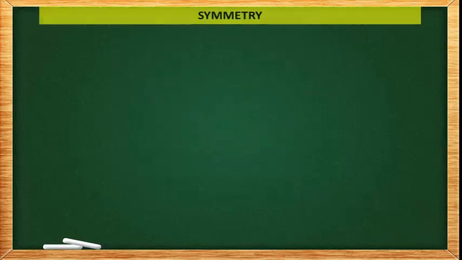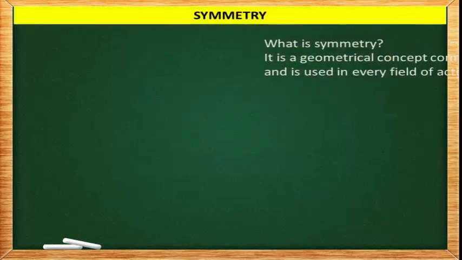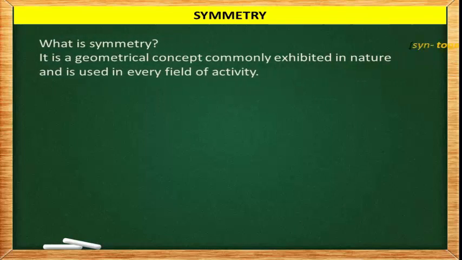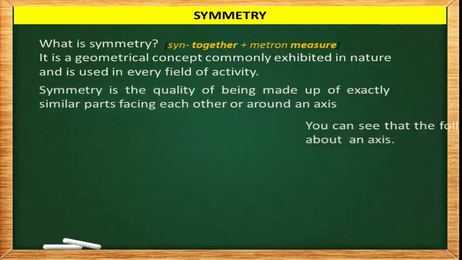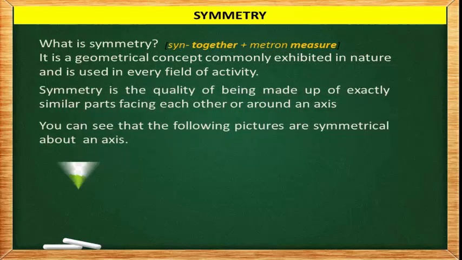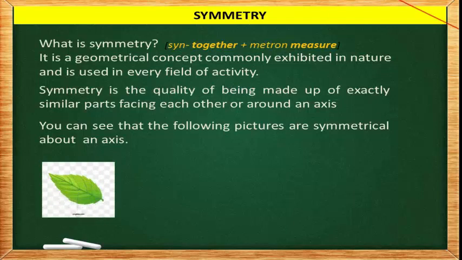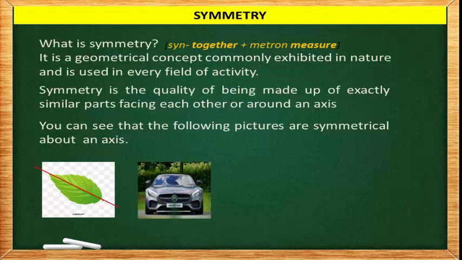Children, before we go into this chapter, we should know what symmetry is all about. What is symmetry? It is a Greek word made up of two words, that is, sym means together and metron means measure. It is a geometrical concept commonly exhibited in nature and is used in every field of activity.